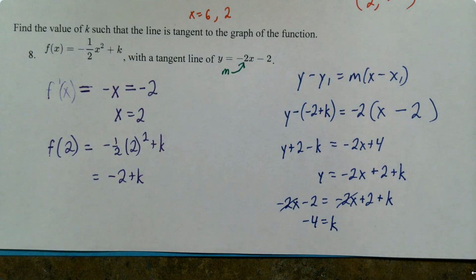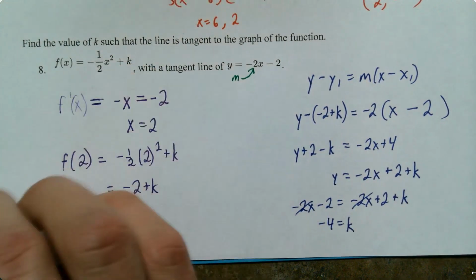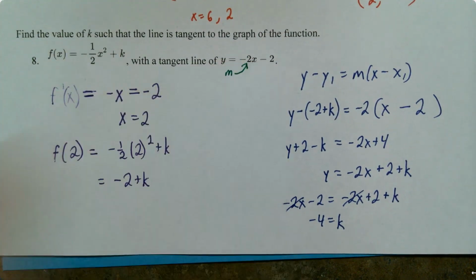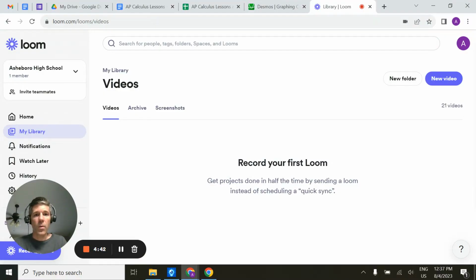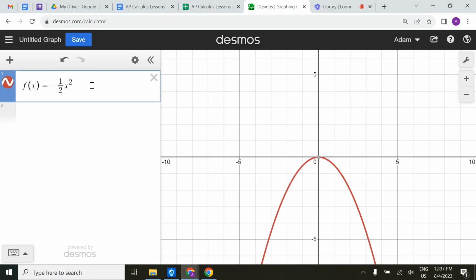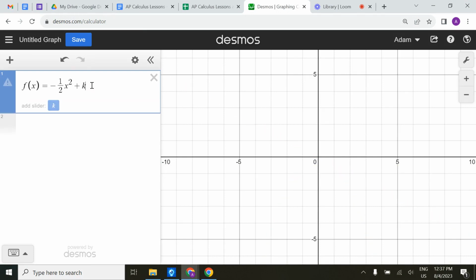Yay, we found it. Well, the whole reason I'm doing this video on the computer is because I want to show you a visual of what this would look like. It's just really neat. So here we go. Let me cover the work and go to Desmos and type this in, and you'll see what I mean. There's Desmos: f of x equals negative 1/2 x squared plus k.